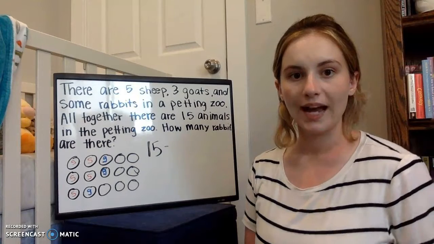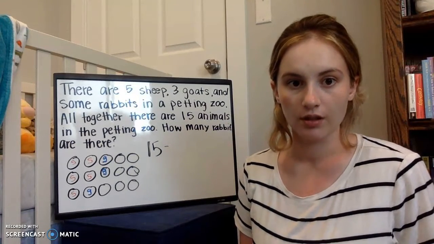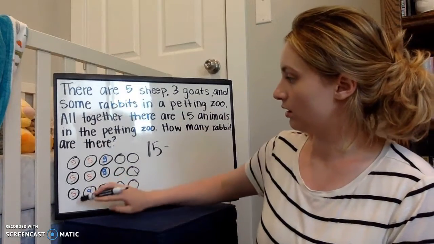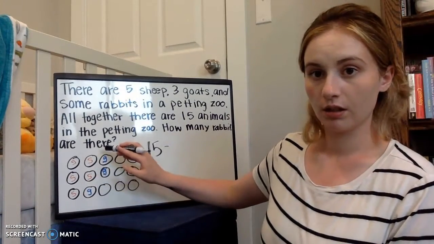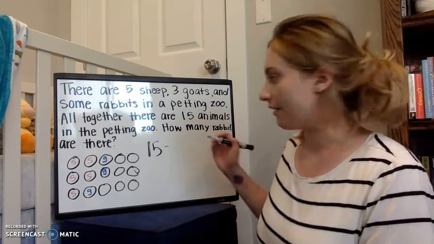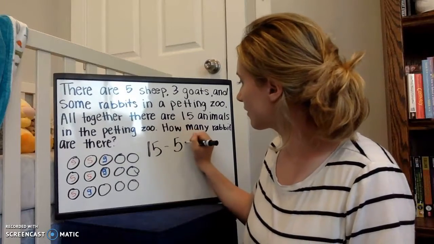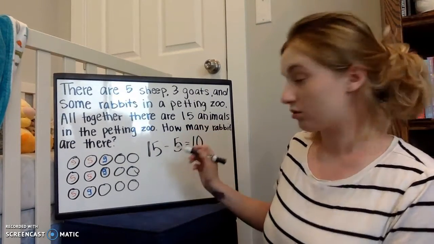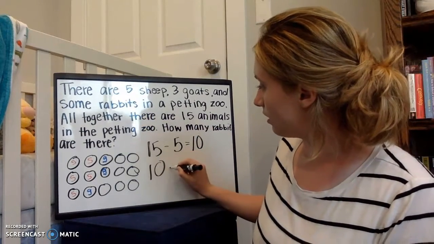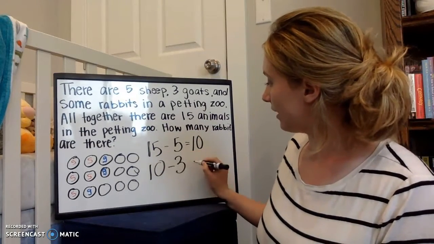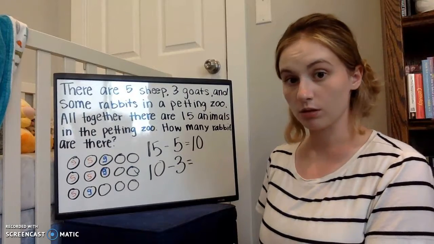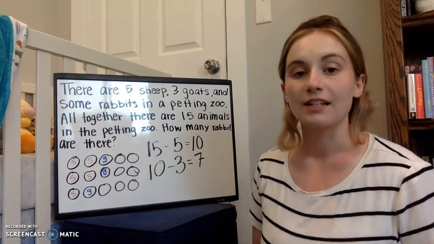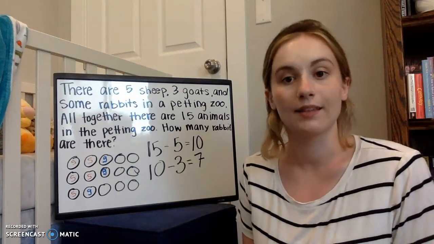Then we had to take away the animals that we knew, right? We had to take away sheep and goat. So the sheep were 5, so 15 minus 5 equals 10. Then out of those 10, we then did the goats. 10 minus 3, because there's 3 goats, 10 minus 3 is 7. So we know that there are 7 rabbits in this petting zoo.